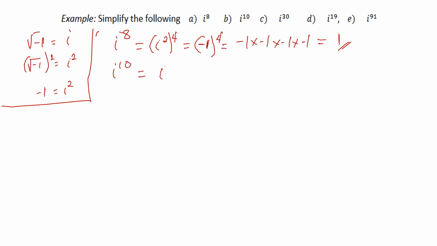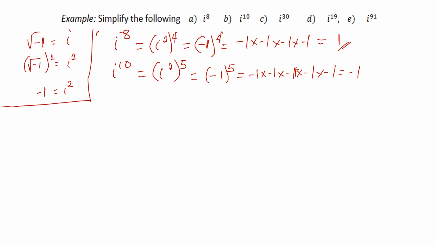Then also when we have i raised to the power of 10, this thing is also simple again. We will take it as i squared raised to the power of 5. So what is i squared? You already know it is minus 1, raised to the power of 5. This is an odd number obviously, and we are going to have minus 1 multiplied by minus 1 multiplied by minus 1 multiplied by minus 1 multiplied by minus 1. That will give you minus 1, of course.